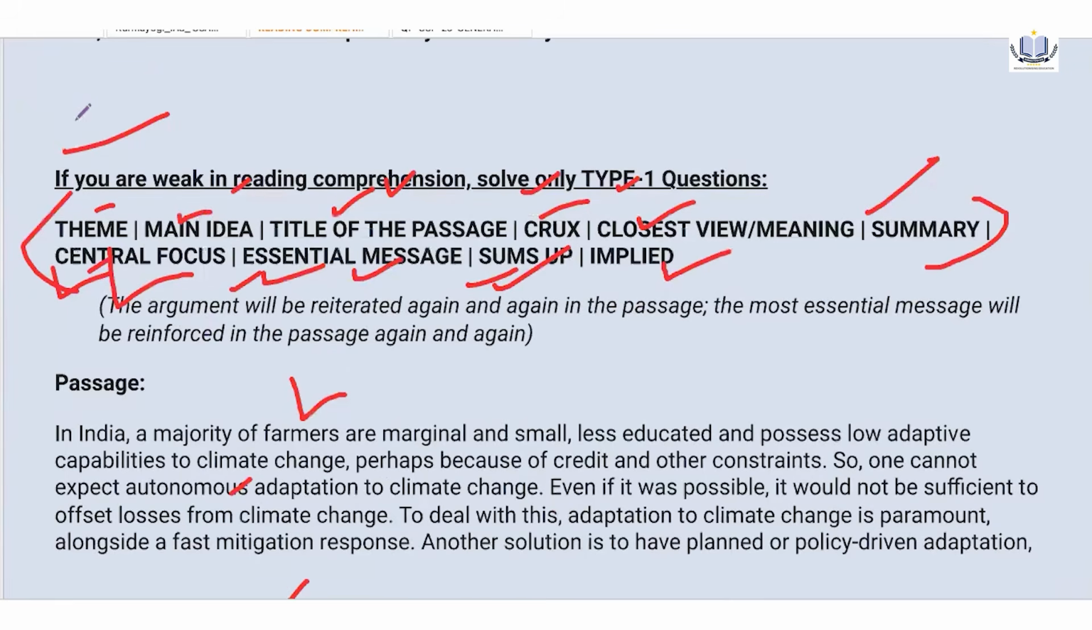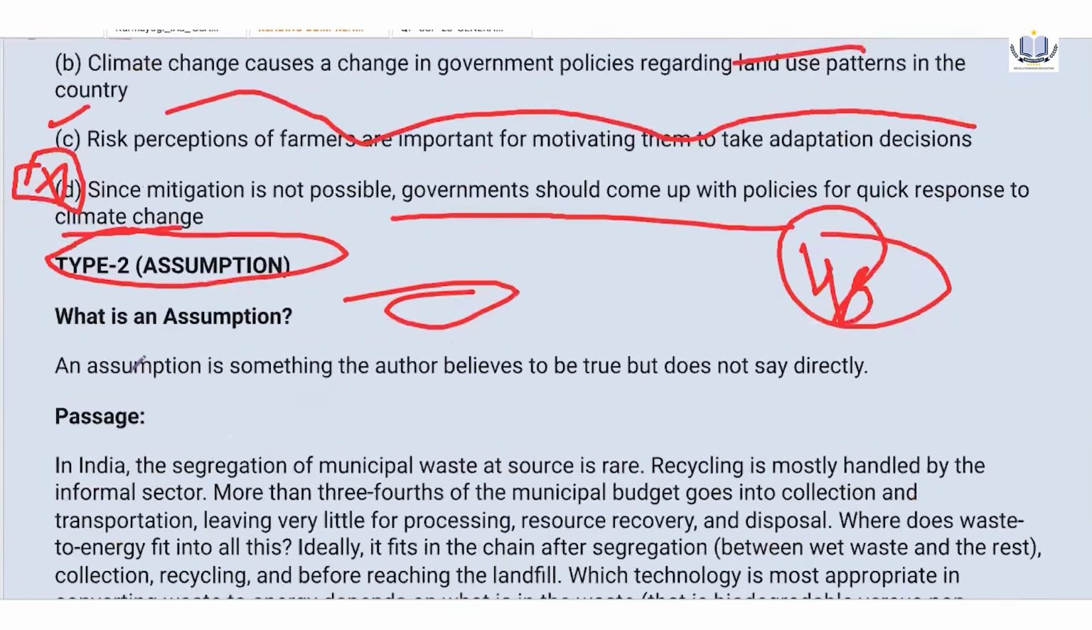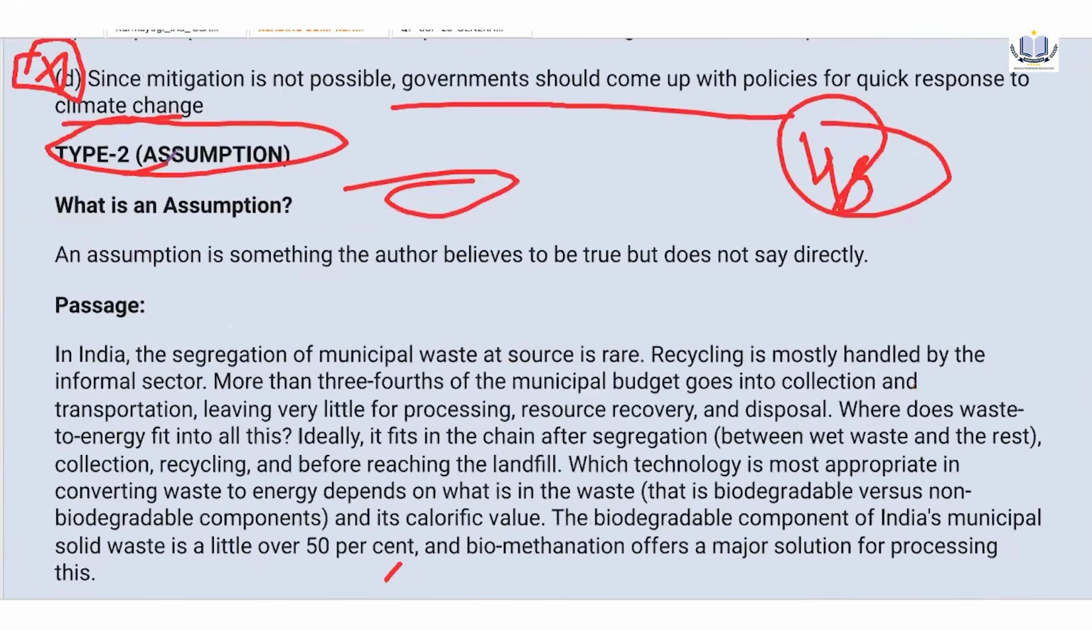Theme, main idea, title of the passage, type 1, which is crux, closest view, summary, central focus, essential message, sums up, implied, is the easiest to find the correct answer because the argument will be repeated again and again. It is the central argument. So it is easiest. The assumption is the hidden belief. It is not directly written, but that belief is giving all the support. It is like a pillar of the house.